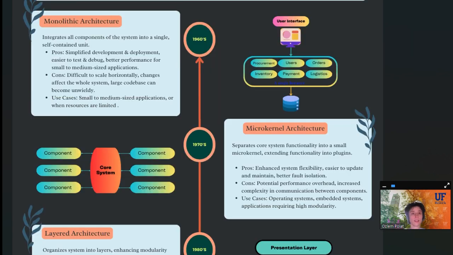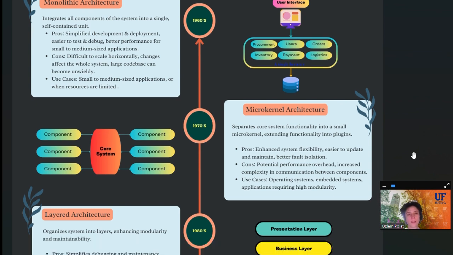Starting with monolithic architecture, in the 1960s, the monolithic architecture was predominant. It integrates all components of the system into a single, self-contained unit. This approach simplifies the development and deployment, providing better performance for small to medium-sized applications. However, it can be difficult to scale horizontally and may lead to an unwieldy large code base. Monolithic architecture is typically used in small to medium-sized applications or when resources are limited.